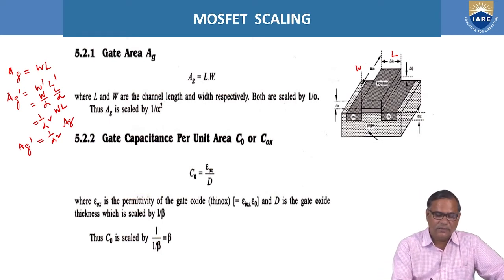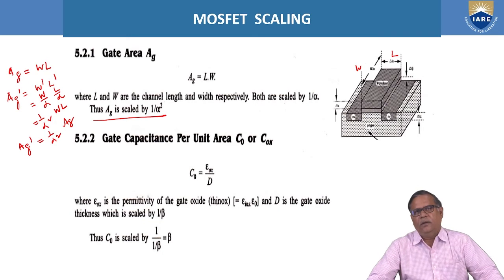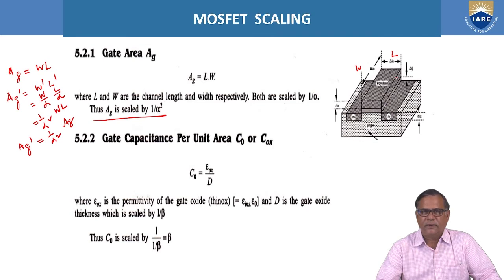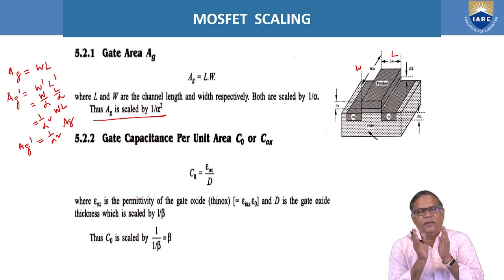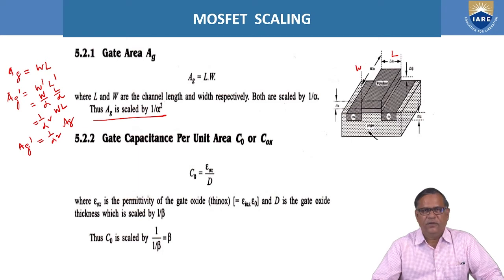So we can clearly say that the gate area is scaled by the factor 1 by alpha square. So the gate area is scaled by 1 by alpha square. Now, similarly, let us see the effect of scaling on the gate capacitance per unit area. In N MOSFET, the polysilicon and the channel are separated by thin oxide. Whenever any two metal plates are separated by a dielectric, you are going to have a capacitive effect. So that capacitance is called the gate capacitance.